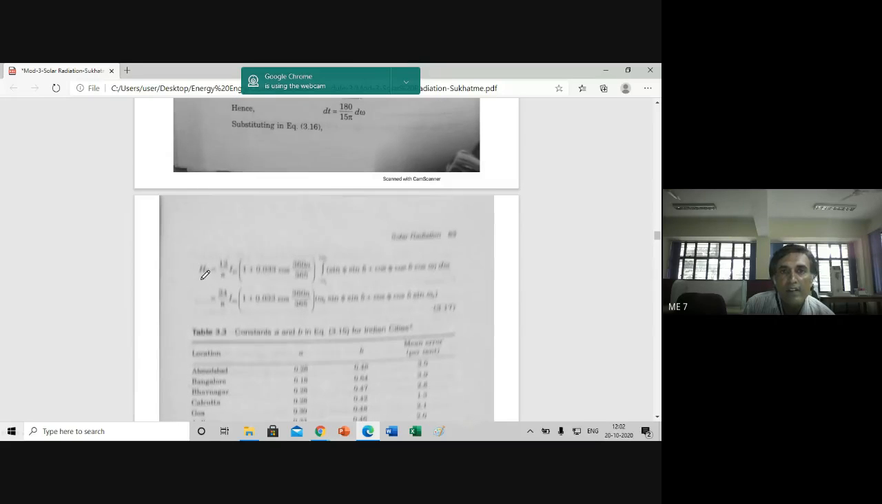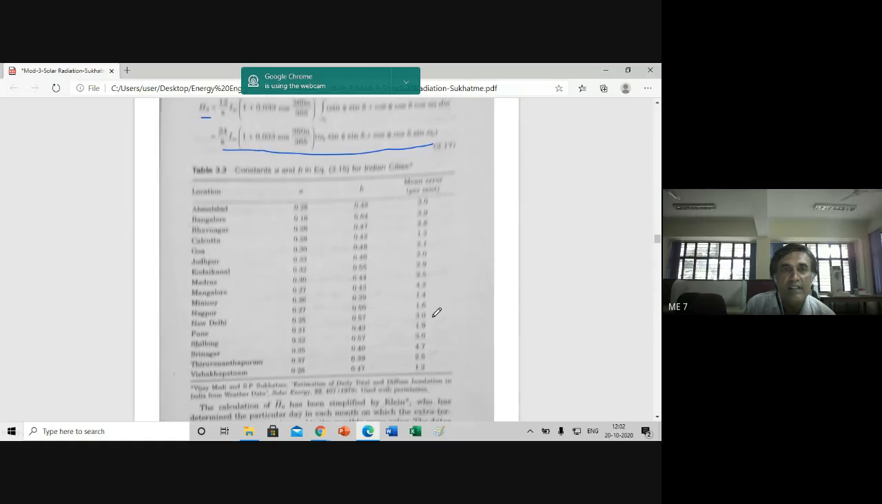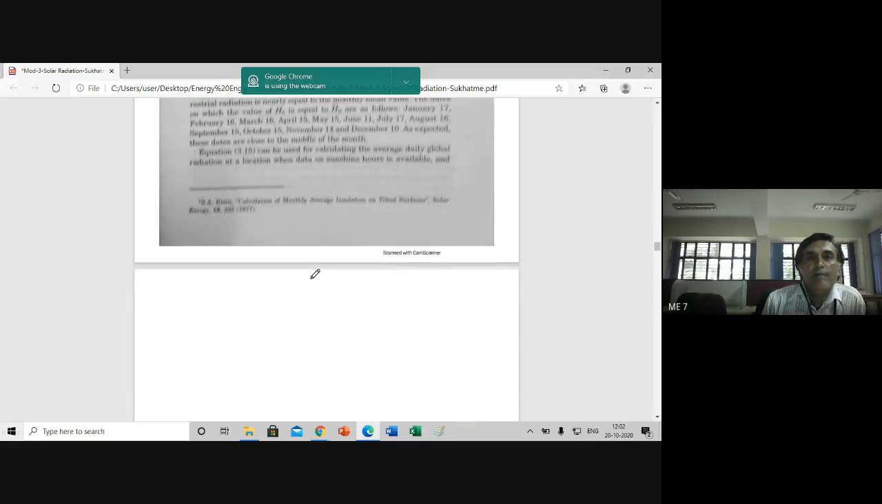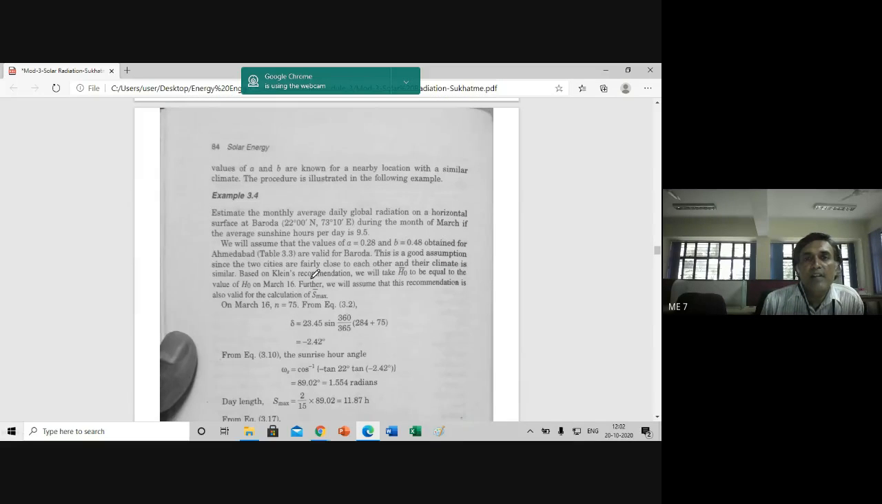Further, H naught is given by this equation. And A and B for Indian cities, say for example Ahmedabad, A, B values have been taken. You need not worry about this one. Directly, if you take this value, it is enough. Now let us look at one problem here.